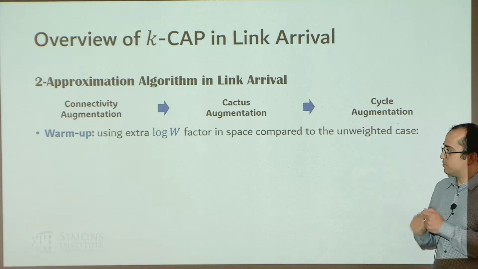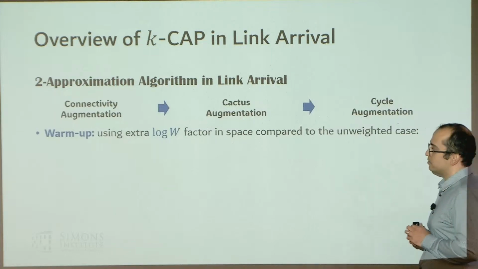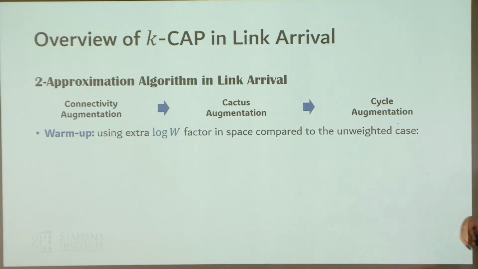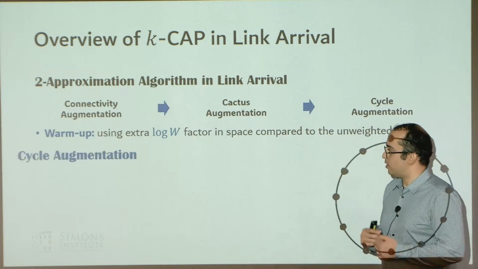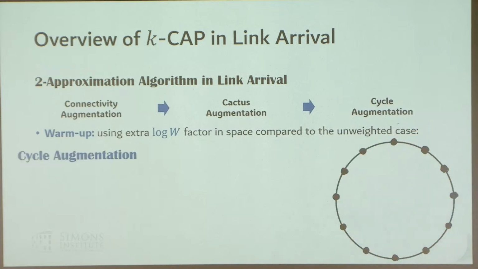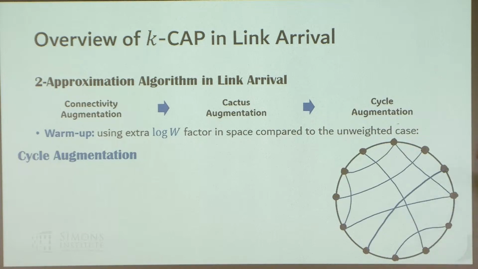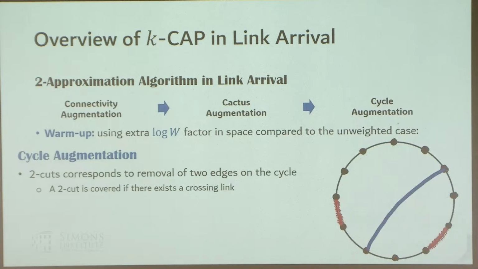Okay, just to give some idea, if I don't care about the log W factor, then that would be very easy. I only need to be able to solve the unweighted case and then blow up the space complexity by log W. So let's see how the unweighted case works. I want to solve cycle augmentation, and the graph is unweighted. So I'm given a cycle, I mean, a two-edge connected graph. And I also receive a bunch of links, and I need to decide from them to increase the connectivity to 3. Okay. So what are the cuts that I need to care about? Basically, if I remove any two edges, I need to make sure that the graph is still connected, meaning that I need to have some links crossing this cut.